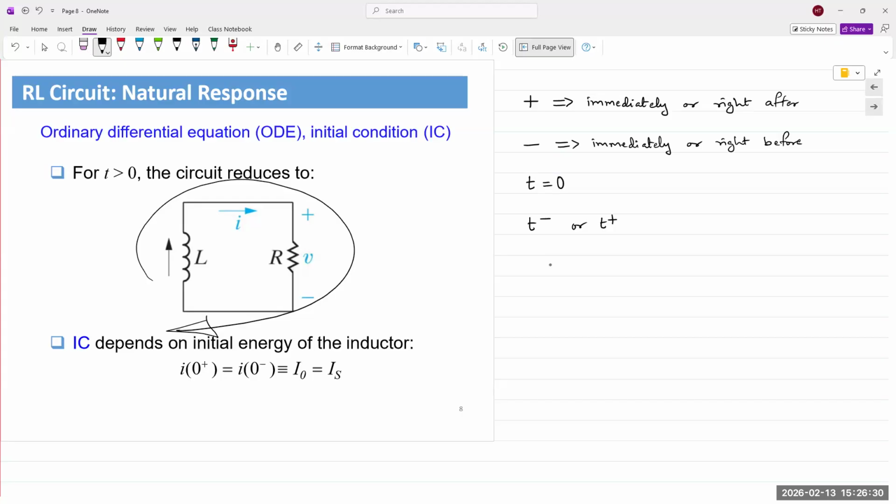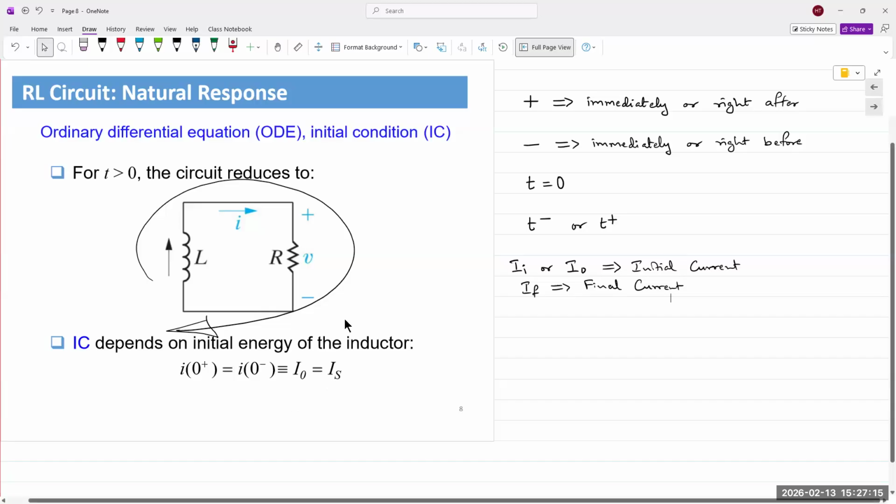Initial conditions are established and noted by I_i or I_0. So in this case, we can say I_i or I_0. This is the initial current. And then I_F is the final current. Okay, initial and final. All right.